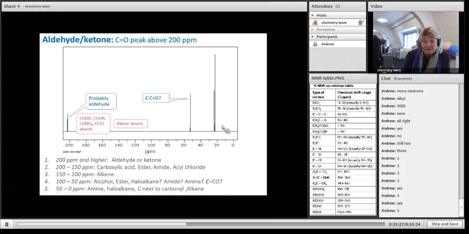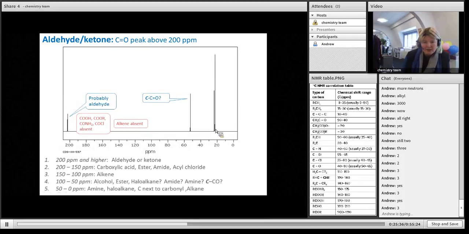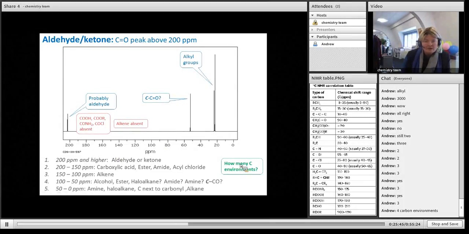And then the final thing is we look further down below 50, and you should always get some sort of alkyl peak there. And the methyl tends to be the lowest one down. In this particular case, they're slightly above 20, because they've been de-shielded by the carbonyl. Right, and those are the alkyl groups. How many carbon environments? I see you typing there, so you might have a question. Four carbon environments, great. And that's what it actually is.